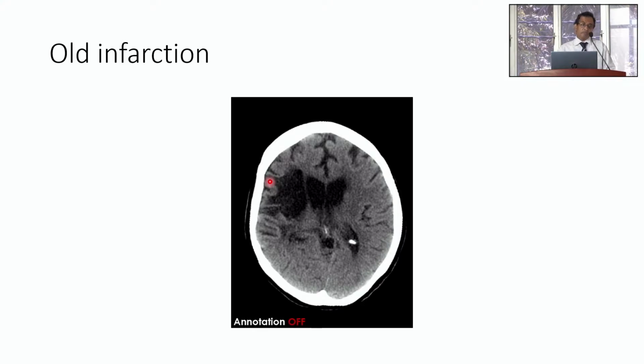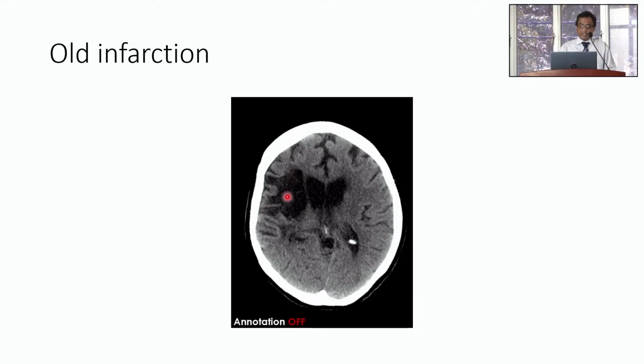This is also important to differentiate between acute and chronic stroke, because sometimes with an unreliable history, where the patient is unconscious or has altered behavior, it can be present with an old infarction.